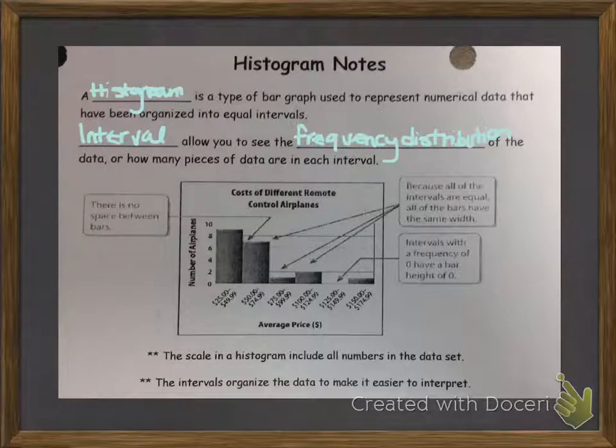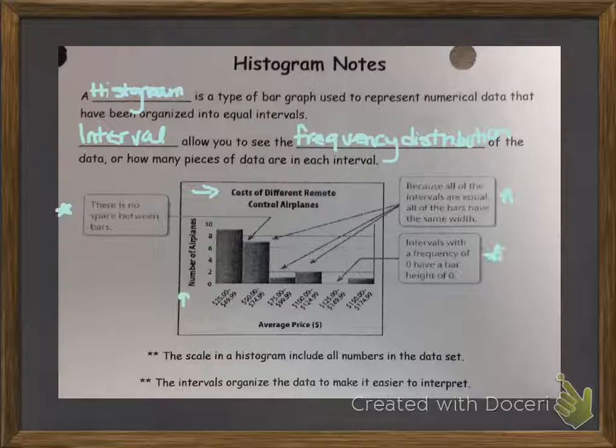So here we have our first example of a histogram. Notice that it has a title. Here is the height, or the frequency, and here is your price range for the cost of different remote control airplanes. So here are some facts about histograms that we need to know.